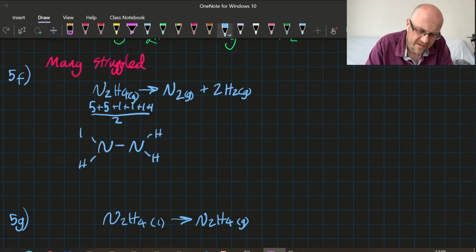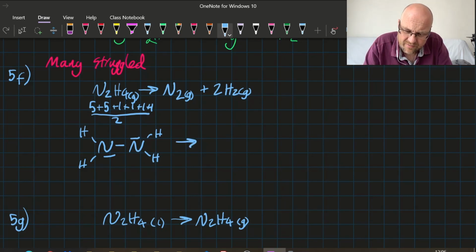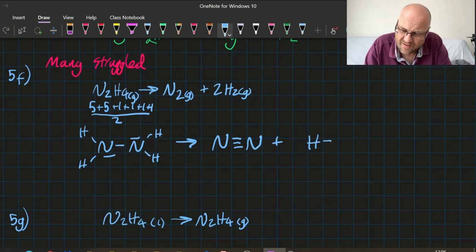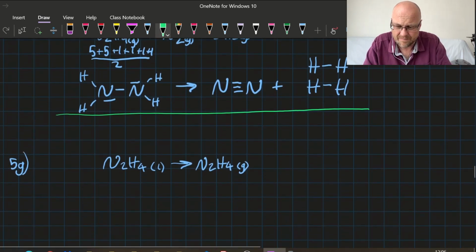Each line represents a pair of electrons. Is it single or double bond here? 1, 2, 3, 4, 5, 6, 7. So it's a single bond. Every hydrogen has 1 line, a pair of electrons, and every nitrogen should have 4 lines, 4 pairs of electrons, stable octet. Now they're trying to see if I'm stupid enough to not realize nitrogen has a triple bond, and also do I realize that I have to account for the fact that there's 2 hydrogen bonds to be broken. If you set it out nicely, you get plenty of chance for partial credit if you mess it up.